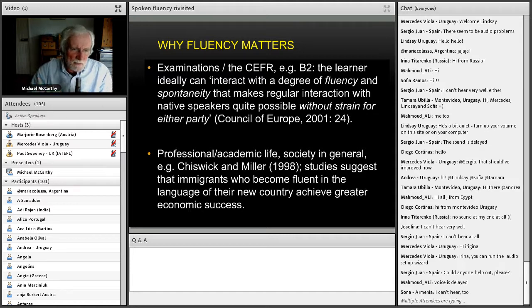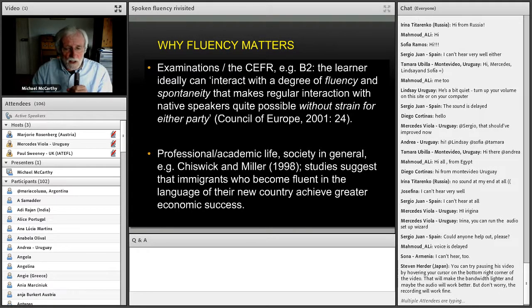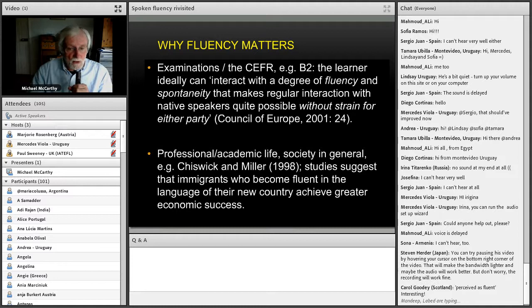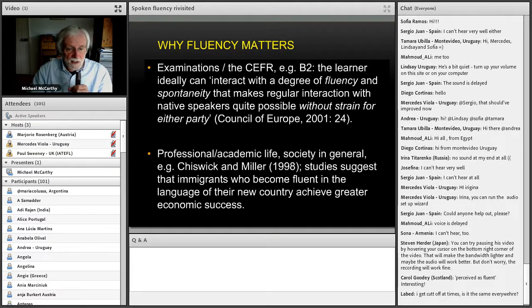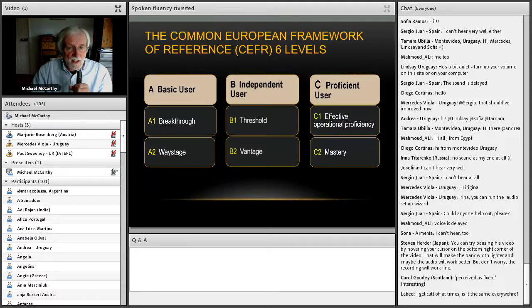To put it crudely, if you are perceived as fluent, you will get a better job. If you are perceived as not fluent, you will struggle to impress your employer or your potential employers. So fluency does clearly matter. It's something important both for examinations and assessment within our own profession, but also out there in the real world, in the world of academic life, for students, for example, who are studying in countries abroad, and for society in general, for immigrants and their employment chances and their opportunities to achieve economic success.